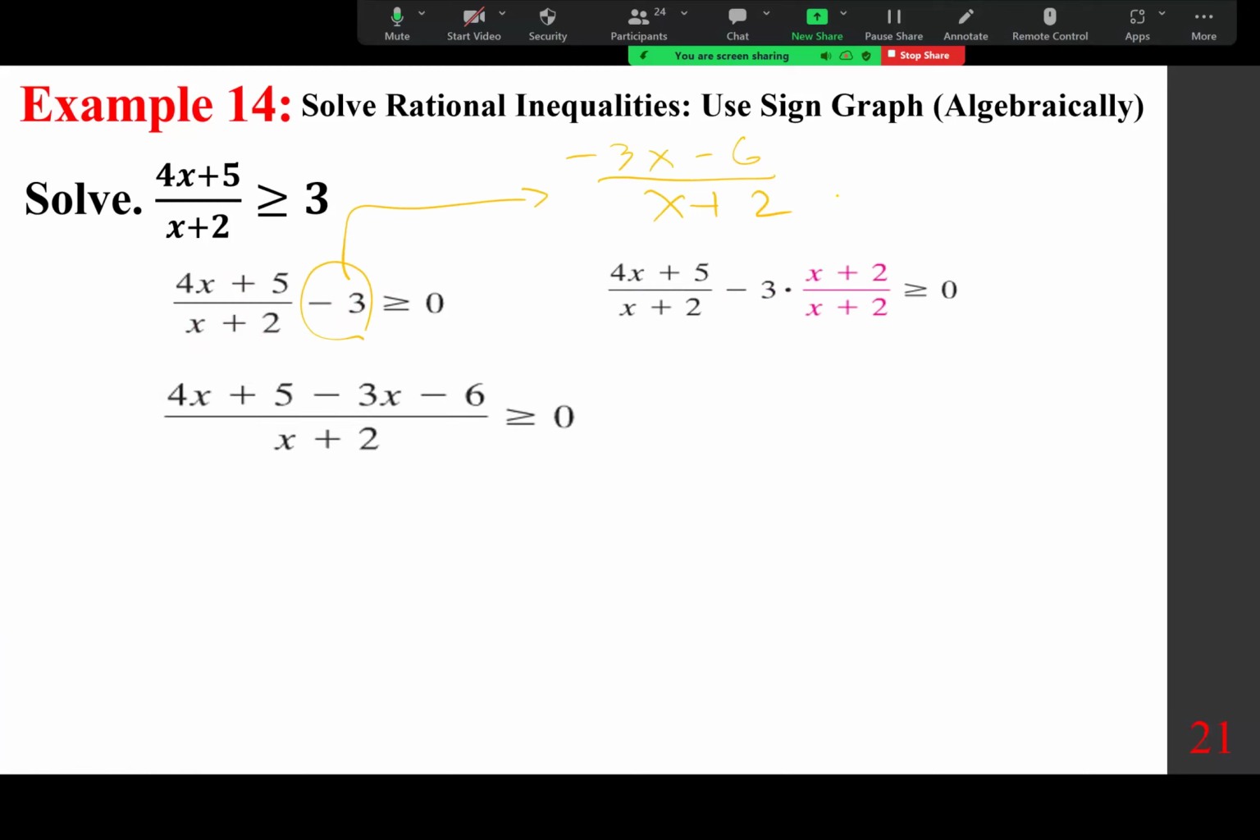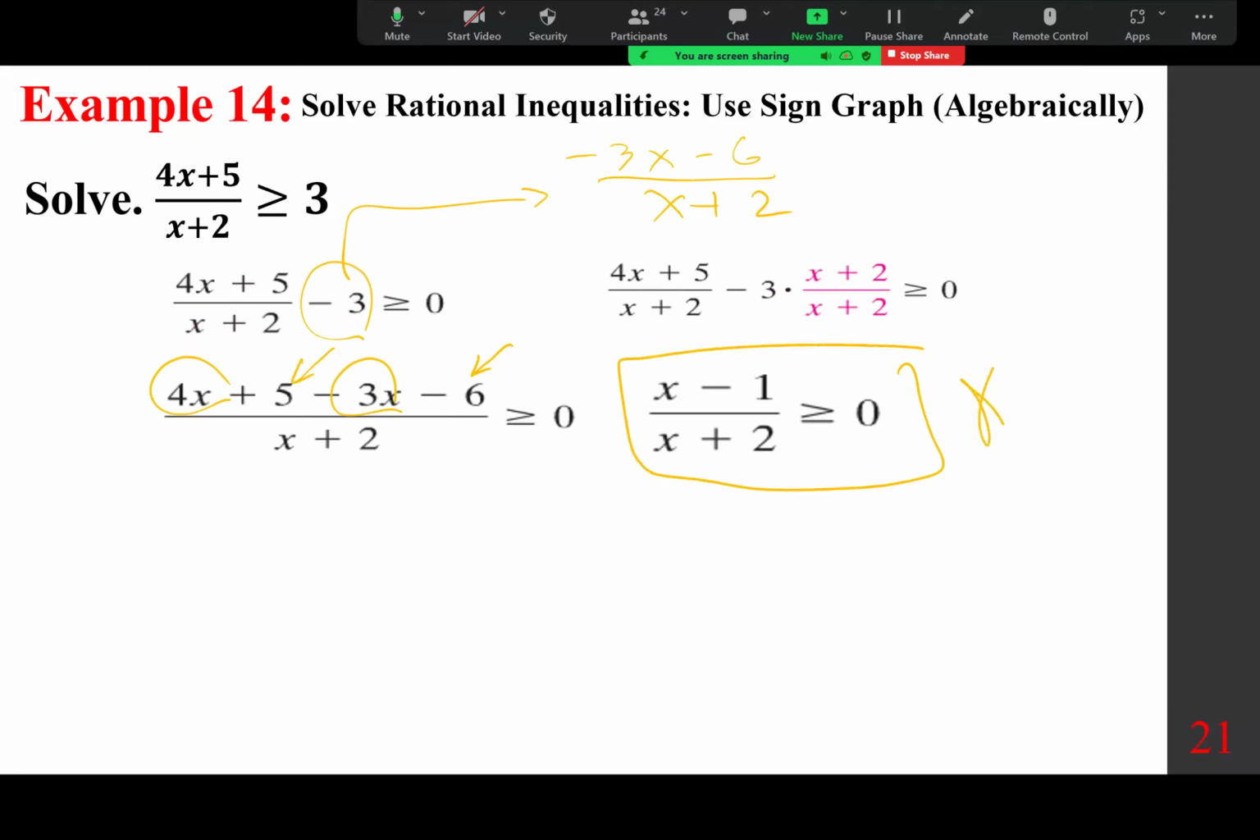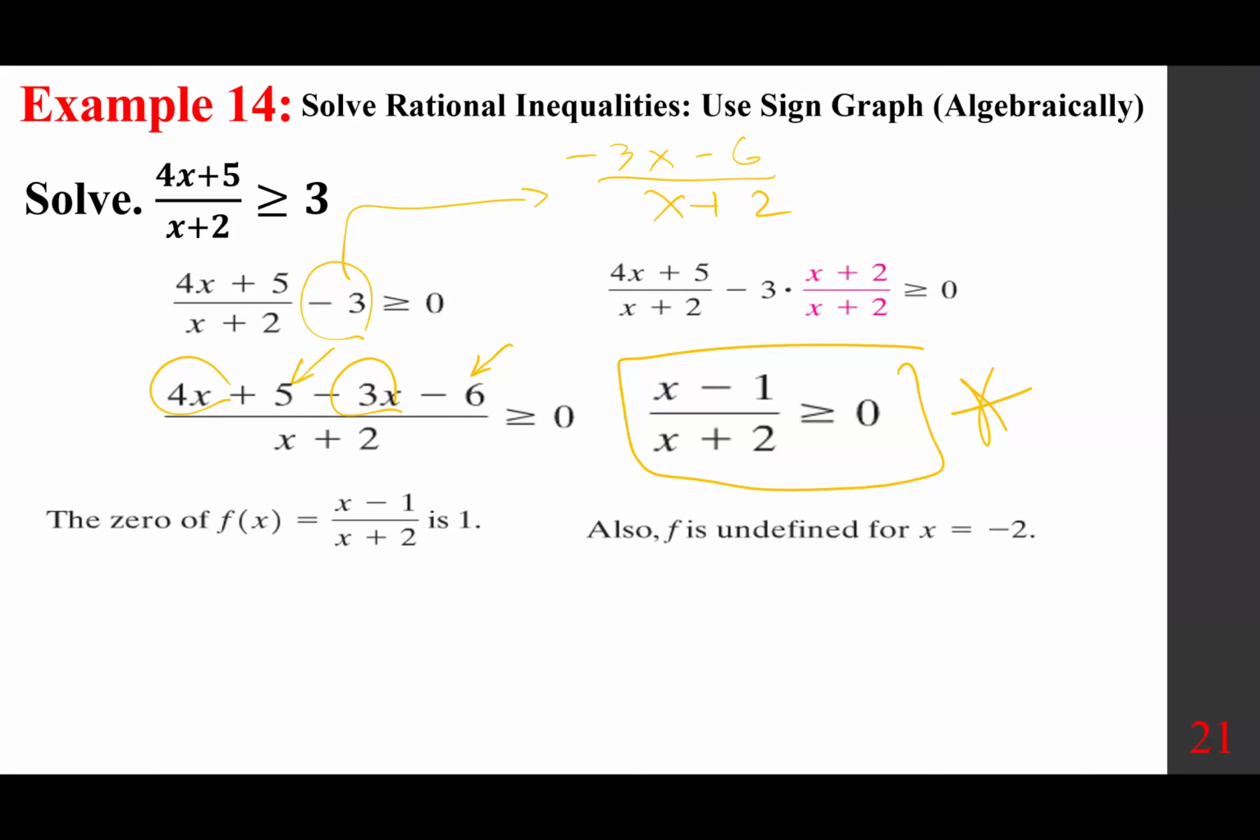This is what you get. These two combine. These two combine. And now this is the one we deal with. Never mind the rest. And to do that, you set the top equal to 0, you get x equals 1. You set the bottom equal to 0, you get negative 2. Those are the two values that we have to put on a number line.